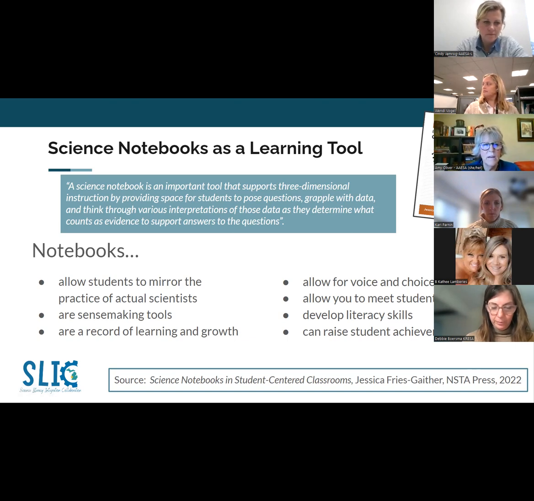And you can see it lets students mirror the practice of scientists. It allows for all this sense making. Of course, you can go back and see what they've learned and how they've grown. The teacher can give them assessment and feedback and help them move their thinking and so forth. So there's lots of great reasons and purposes for using the science journals during science instruction.